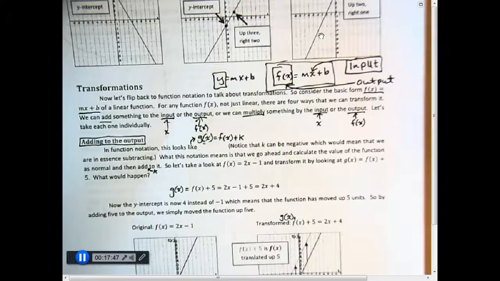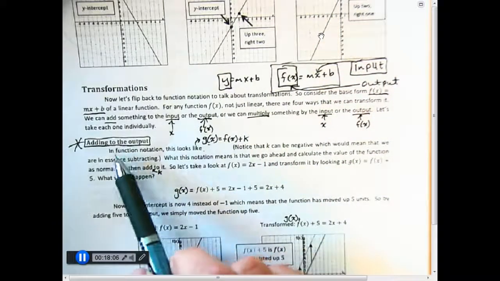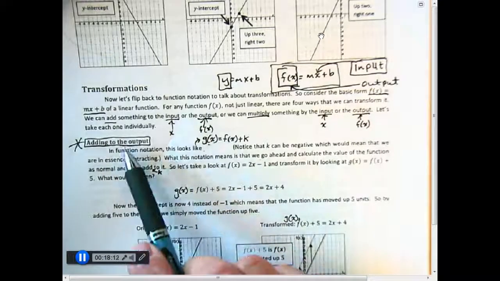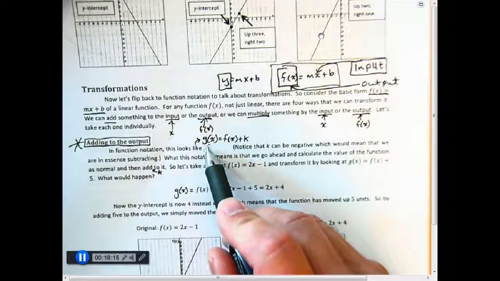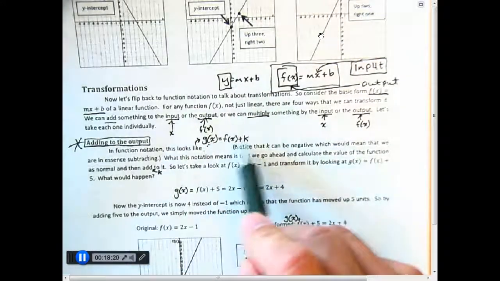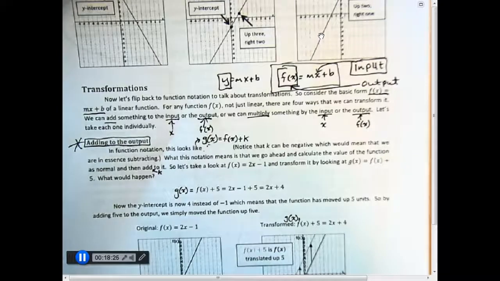Okay, so the first thing we are going to do, this is going to be broken up into 4 different things. The first thing we're going to do is add to the output. Which one was the output? F of x. Now you'll notice Mr. Vogel and I, when we made this packet, we rewrote some stuff here. So in the function notation, when we're adding to the output, it looks like this. G of x equals f of x plus k. We are adding something, which we're calling k, to our output of f of x. And we're going to call it g of x.